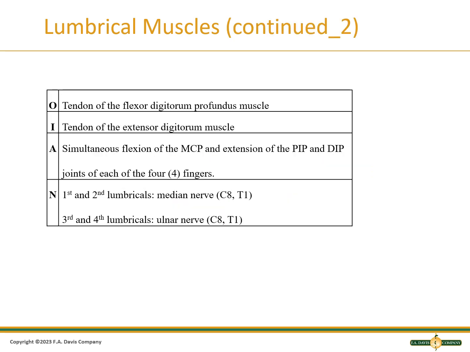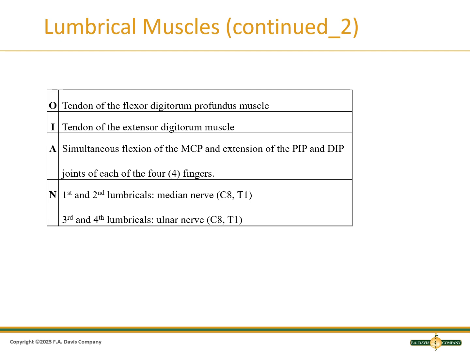So again, if we look at our origin of our lumbricals, that's going to be the tendon of flexor digitorum profundus, and it's going to insert on the tendon of extensor digitorum. So there's no bony attachment for this muscle. The lumbrical muscles cause simultaneous flexion of the MCP joint and extension of the PIP and DIP joints. So we get this tabletop position of our hand where we are flexed at our first knuckle and extended at our second and third knuckles.